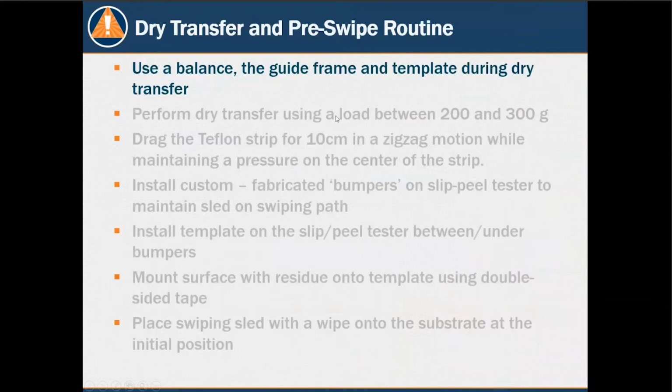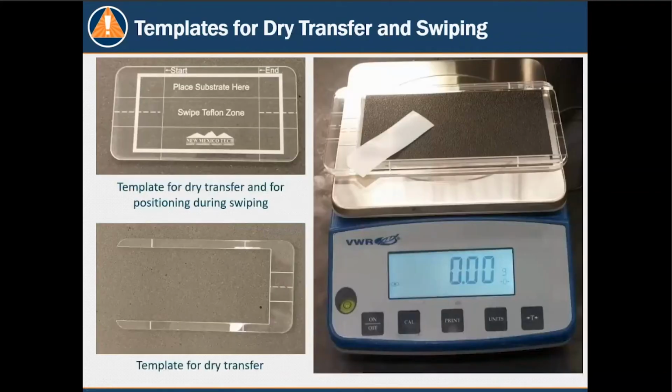Okay, so we had to have a very reproducible system, so I'm going to show you some of the guiding principles that we had, or the guiding equipment. So this is ABS plastic that we were going to put a residue on. And so we have a template, and you put the surface you're going to contaminate on the template, following the place substrate here instruction.